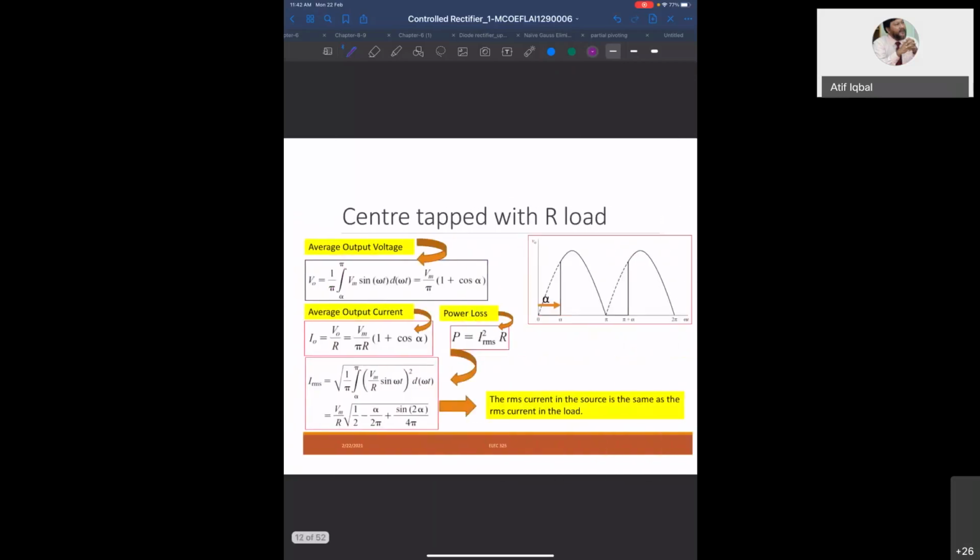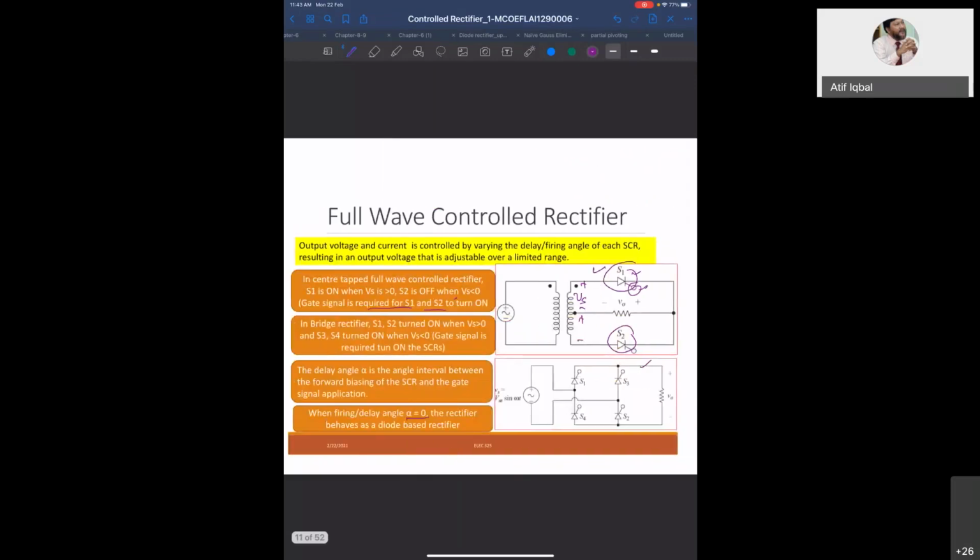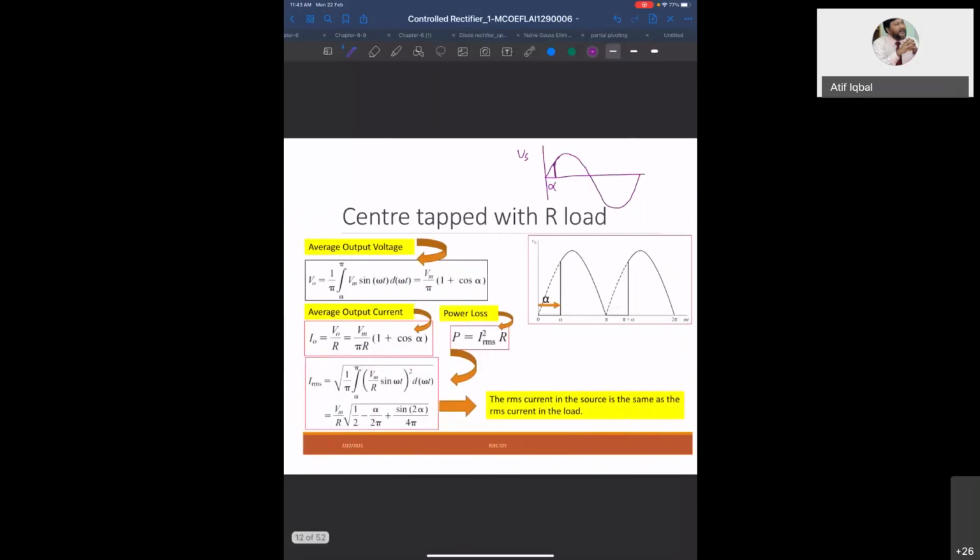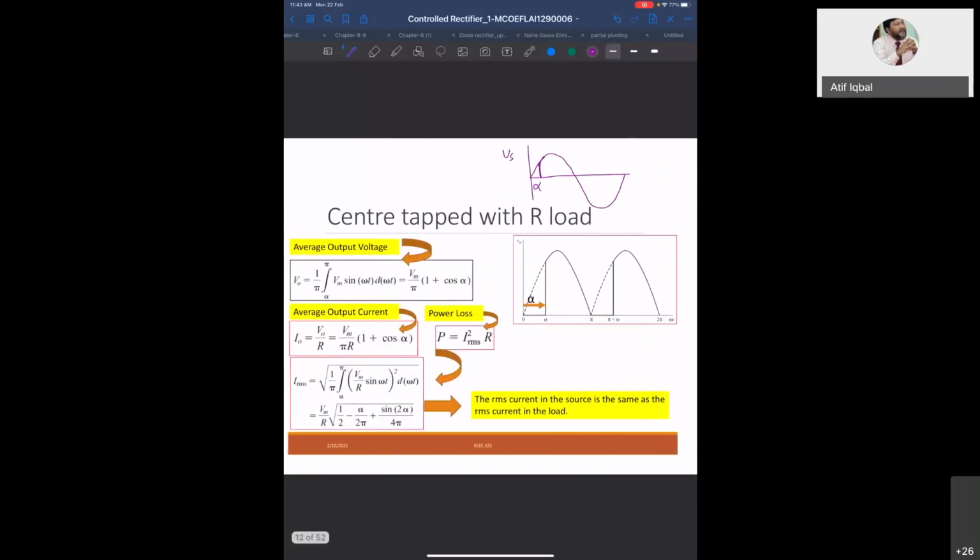Now let us see how the output voltage will look. If you draw the source voltage, this is your Vs. Now at angle alpha, suppose you apply the pulse to S1. In the negative half cycle you provide alpha to S2. So in the positive half cycle, S1 will operate and you will get this as your output, from here to here.